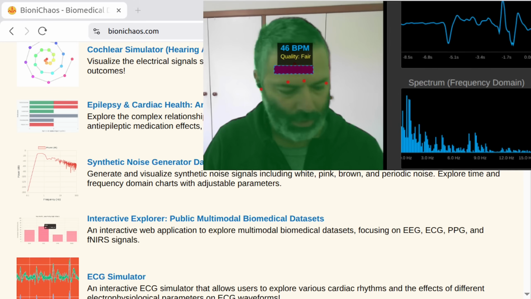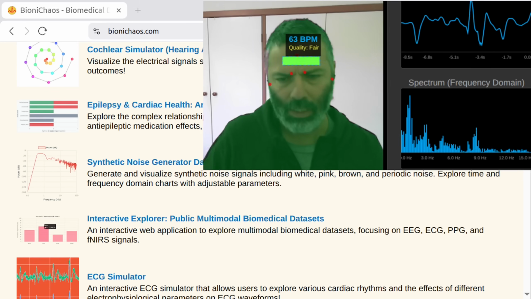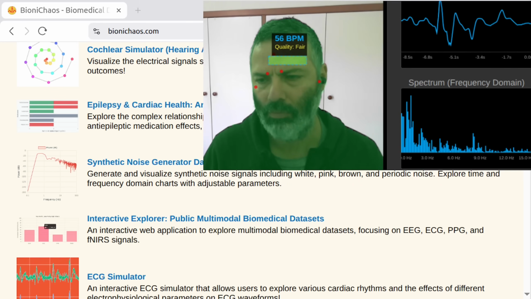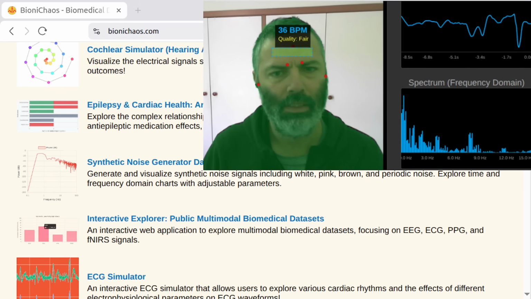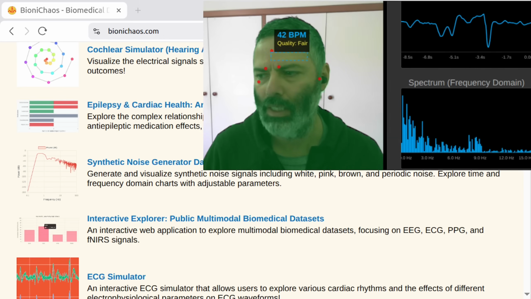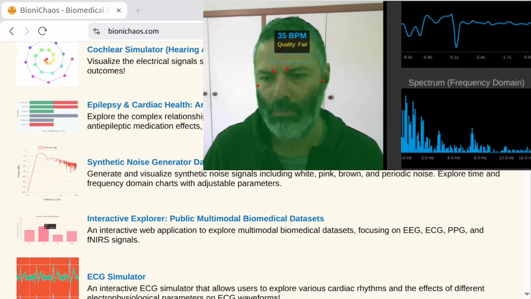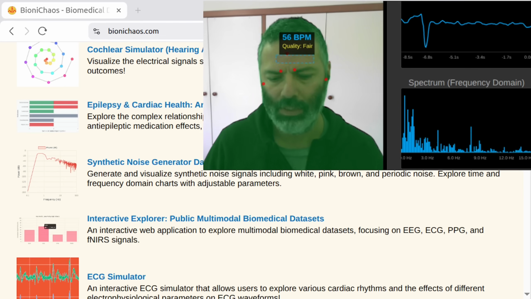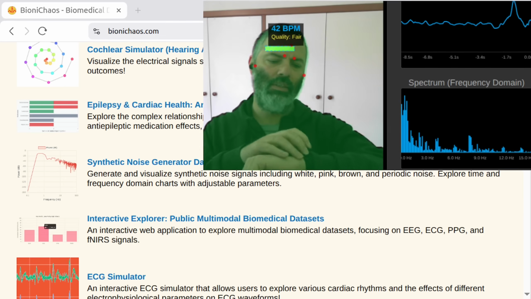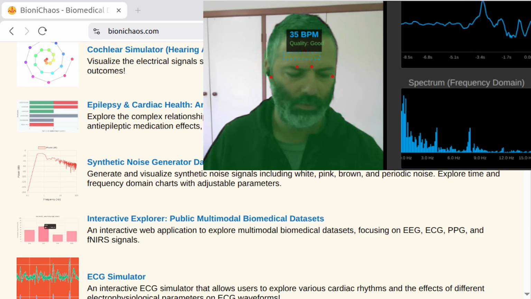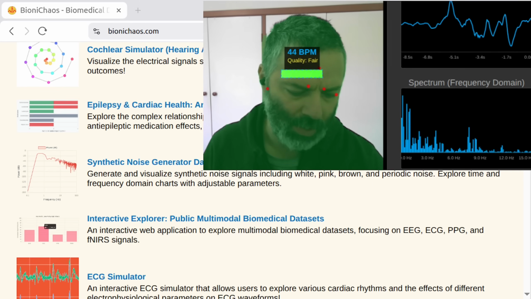On my head is my heart rate. How does it detect it on my head? Using the webcam. No sensors. Well, if I don't move, currently it should be 71.